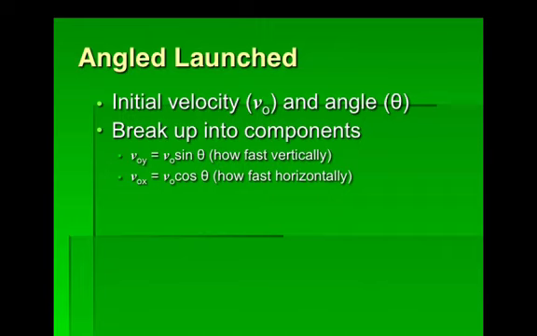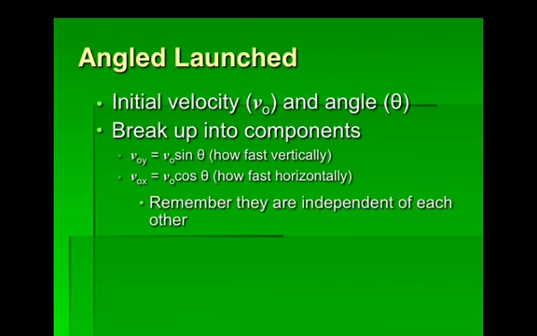So in other words, if I want the velocity in the y direction that I fire this, in other words the upward velocity, I take that velocity times the sine of the angle, and that tells me how fast it shot upward. Then if I want the horizontal version of the velocity, I take that number times the cosine of the angle, and that's how fast it's going horizontally or forward. Again, separating them out into their two parts, because remember, they are independent of each other.